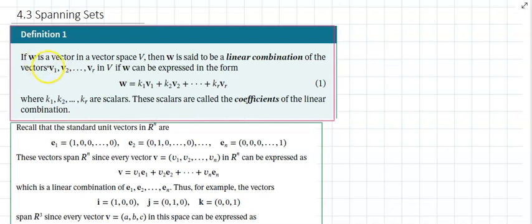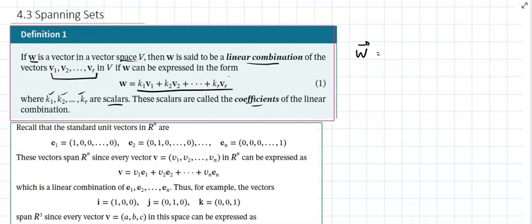If W is a vector in a vector space V, then W is said to be a linear combination of these vectors if you could find W to equal some multiples of those. These are constants or scalars, and these scalars are called coefficients of the linear combination. Meaning, if W is a vector in a vector space, we have this W.